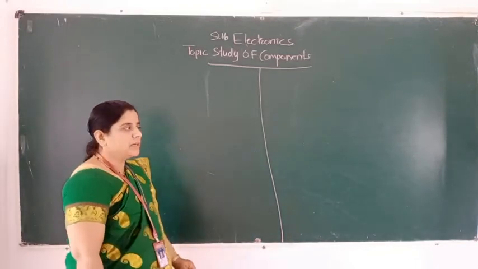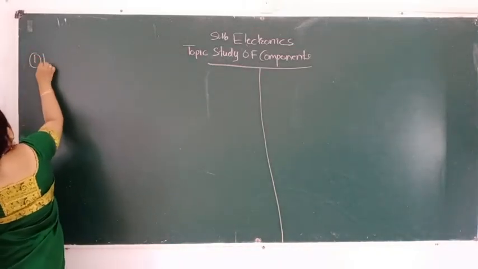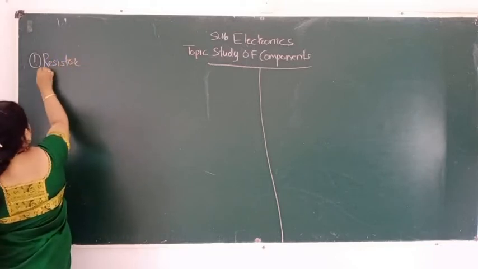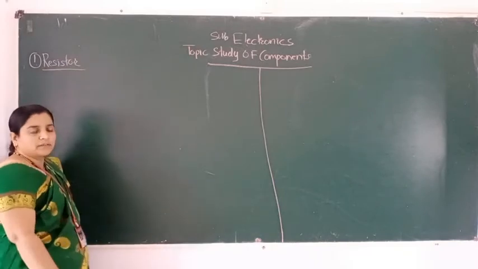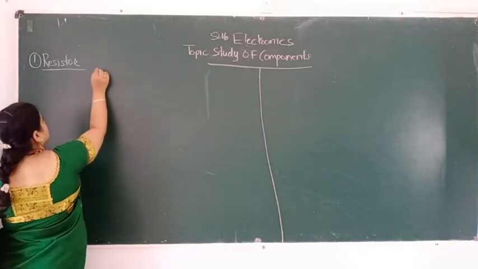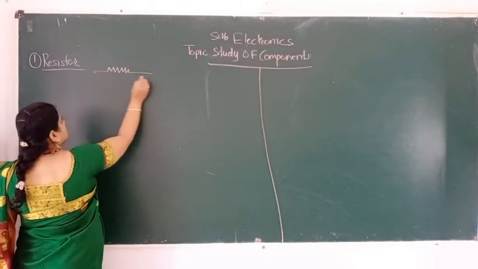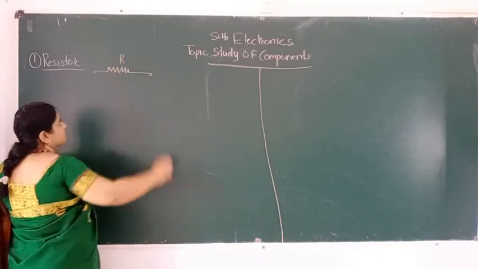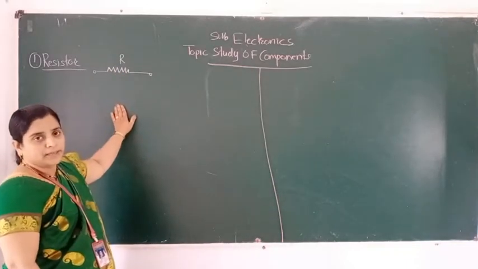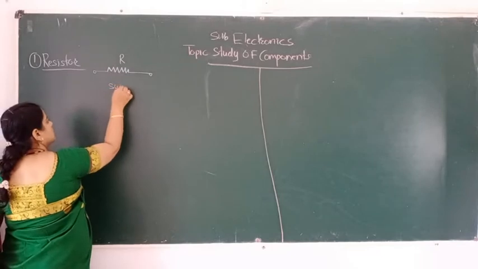So the first and very basic component is, what is this? It is the resistor. Very basic component is what? Resistor. It has a symbol like this, R. In the introduction part we have taken symbols and their names. So this is the symbol of resistor.